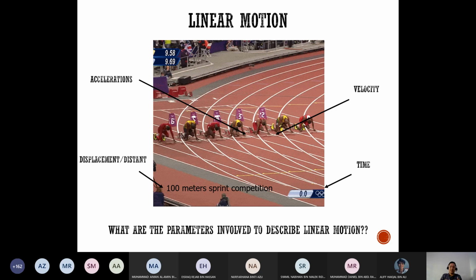Okay, berapa lama masa yang digunakan. So that's why from that we have the velocity, and as you know velocity, the unit is meter per second. So it involves the displacement and it involves the time. Okay, and then last is the acceleration. Acceleration is the change of velocity, because the unit of acceleration is meter per second square. You have the velocity in meter per second, and then another second. That means the change of velocity over time. So these are the four parameters that we discussed to describe linear motion.